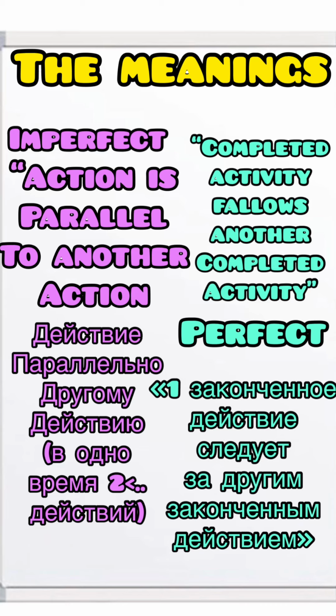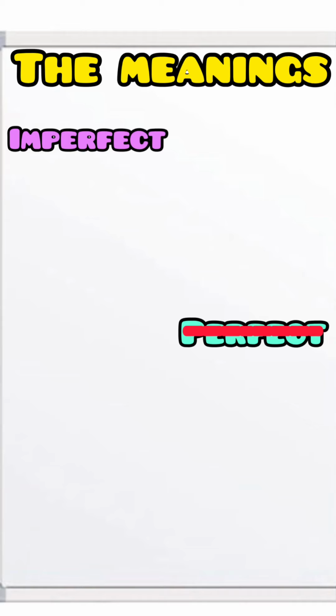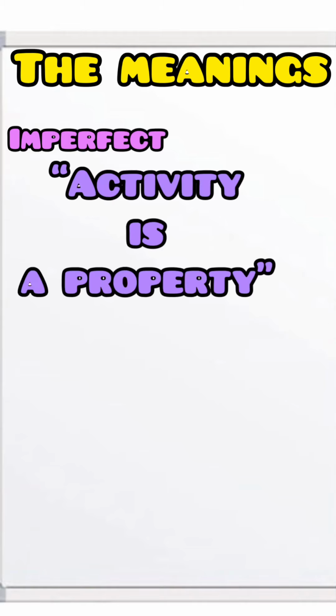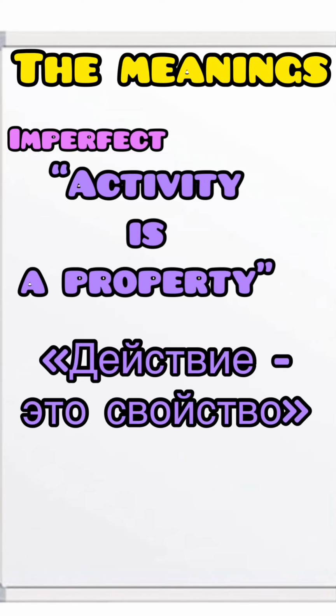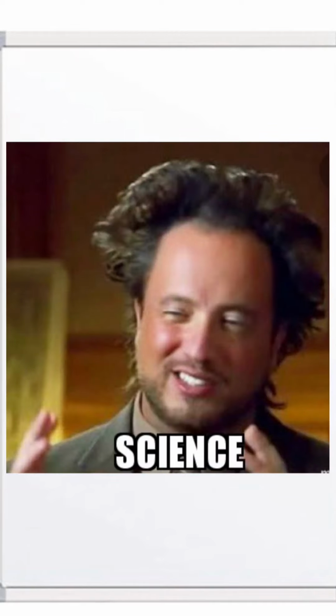The fifth meaning of imperfect verb without partner is when activity is a property. Действие – это свойство. We usually use it in science or maybe some subjects.